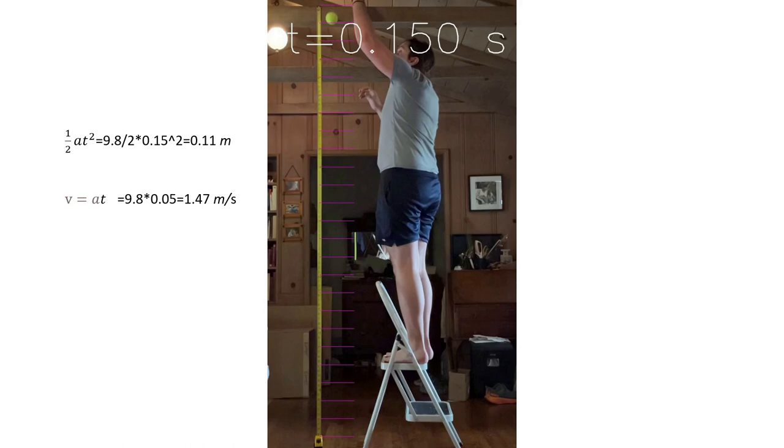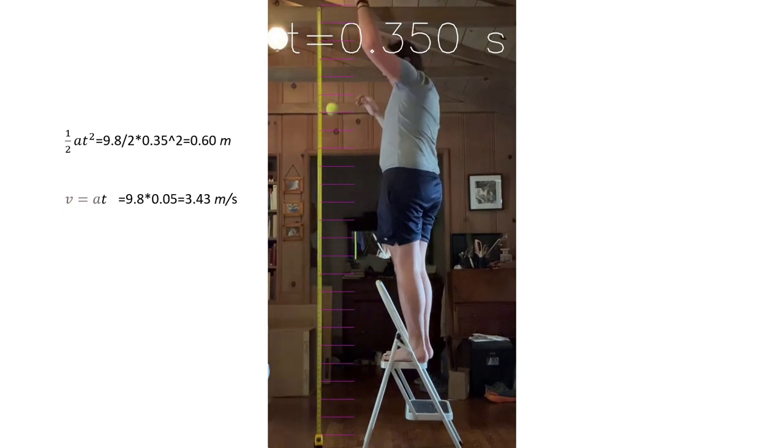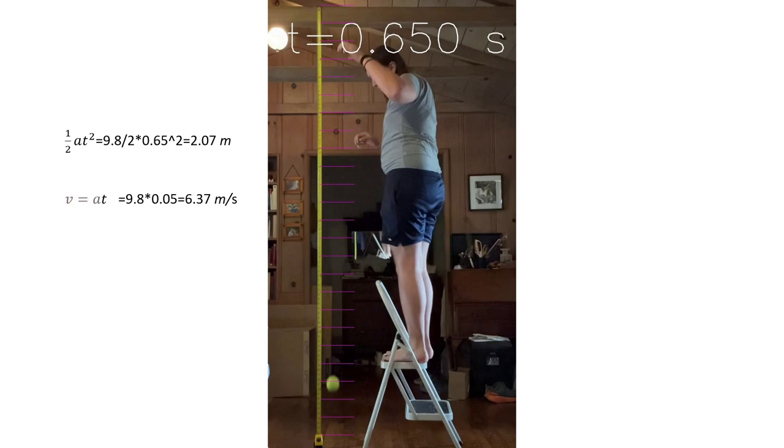So, next one, it should have traveled about 11 centimeters, and that also looks about right. It's just past the first line. And 0.19 meters, 190 centimeters, just about to hit the second line, so that's not too far off. And velocity is now about 2 meters per second, and so let's just keep going. 0.25, 0.3, 0.35, 0.4, 0.45, 0.5, 0.55, 0.6, and 0.65, and 0.7, it finally hits the ground.